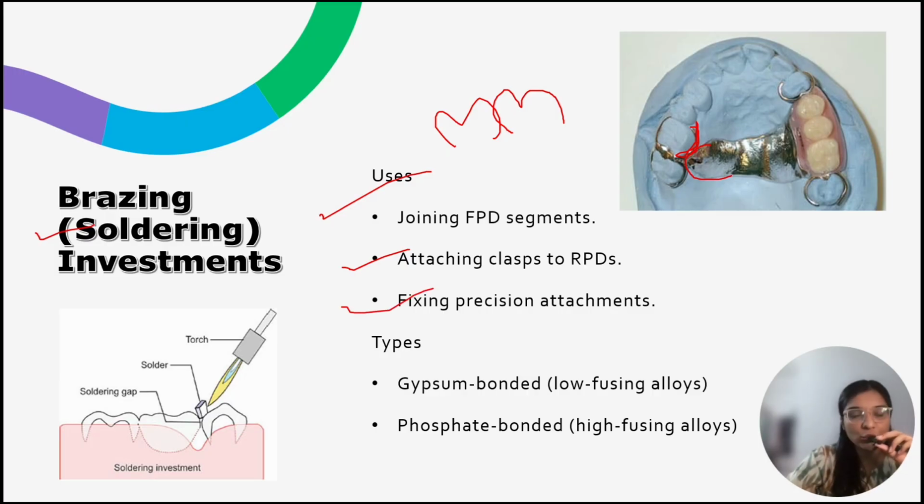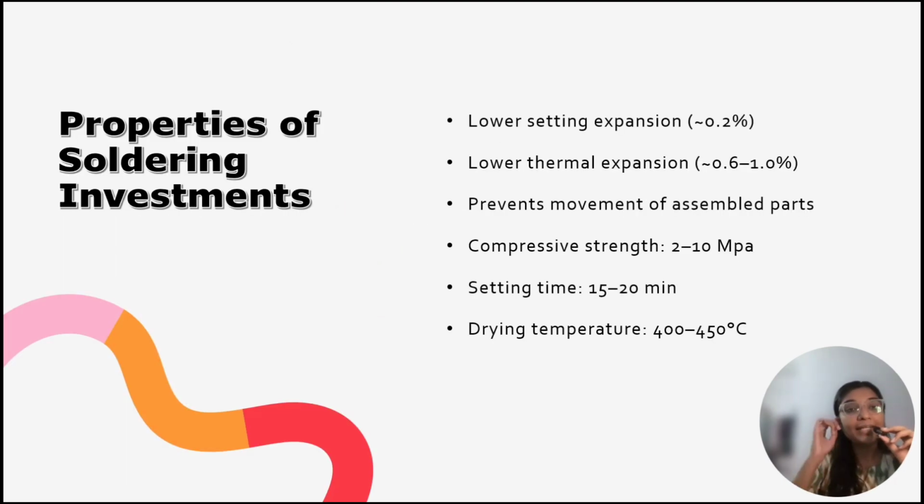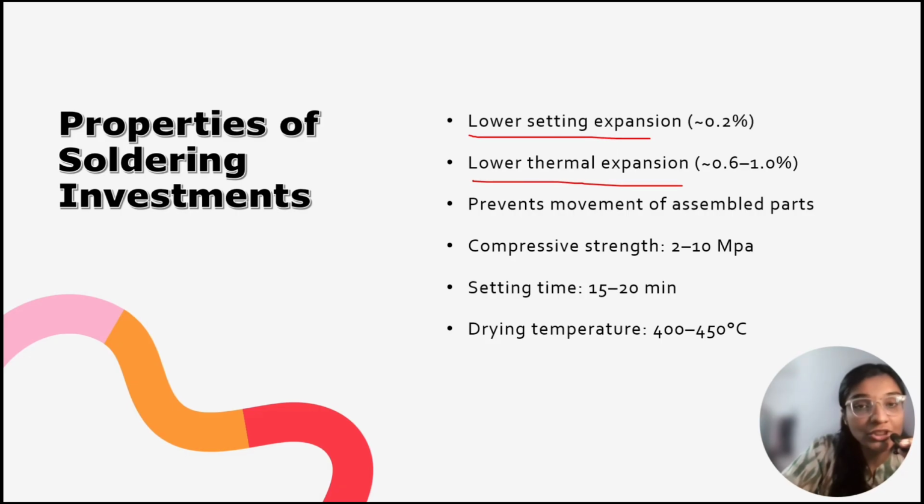For fixing precision attachments, soldering investment is used. It is also of two types, gypsum bonded and phosphate bonded investments. So, what are the ideal properties of the soldering investment? We require lower setting expansion and lower thermal expansion. Why? Because if the expansion is more, then there are chances that the assembled parts may cause some movement, and there will be no accuracy of the joint parts. So, we need to prevent movement of the assembled part, and that's why we need lower setting expansion and lower thermal expansion.